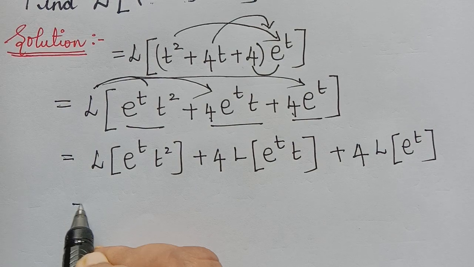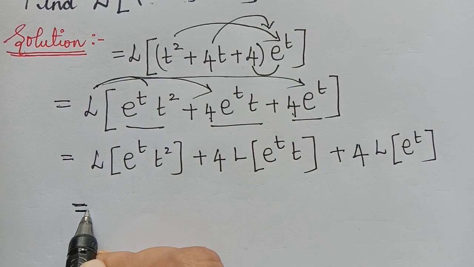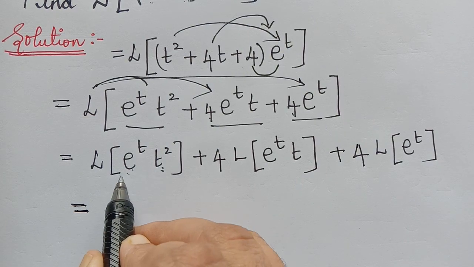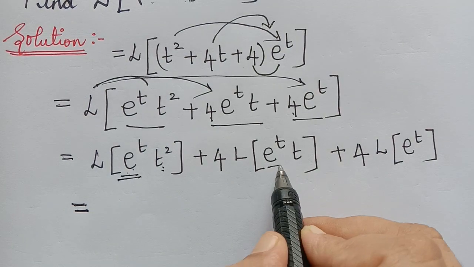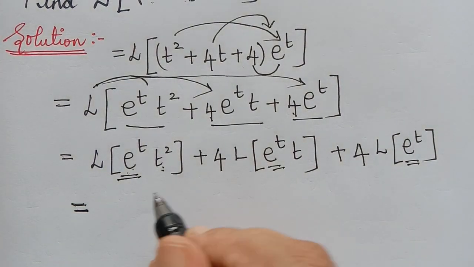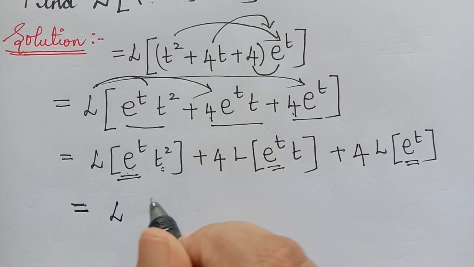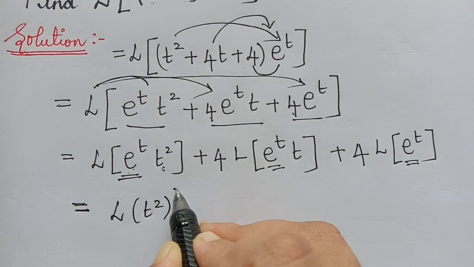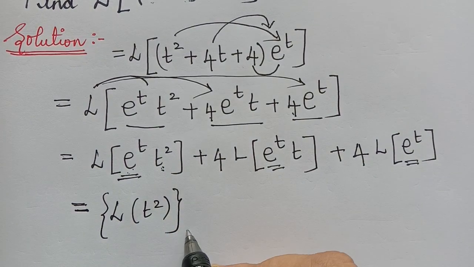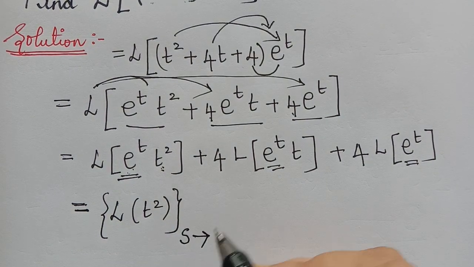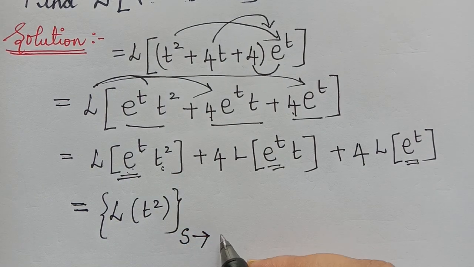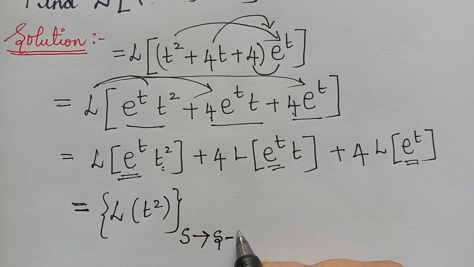Now we have to apply the first shifting theorem. So according to the first shifting theorem, when we have the product of two functions and when one of the functions is exponential, then we can find the Laplace transform of the function f of t, that is the other function. So Laplace transform of t square, and in the resulting answer we have to replace s by, what is the coefficient of t here? 1, that is plus 1. So s has to be replaced by s minus 1.